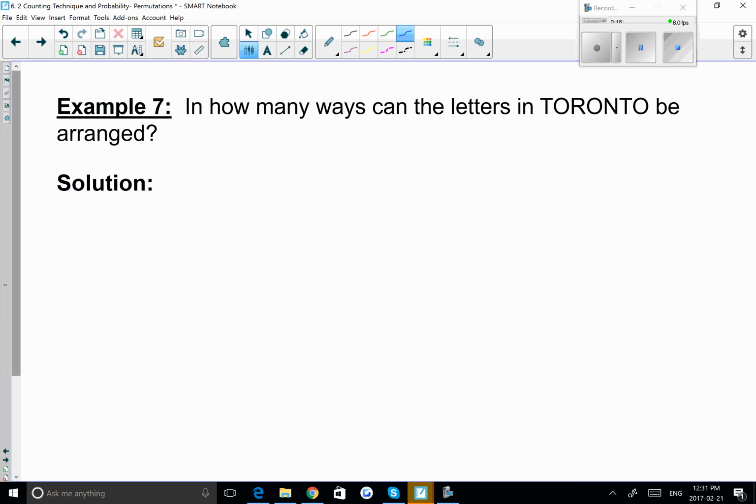In how many ways can the letters in Toronto be arranged? So again, I have 1, 2, 3 O's. And I have 2 T's. So I have some duplication. If I rearrange those T's or the O's, there's still an O, there's still a T. The word would not be any different.